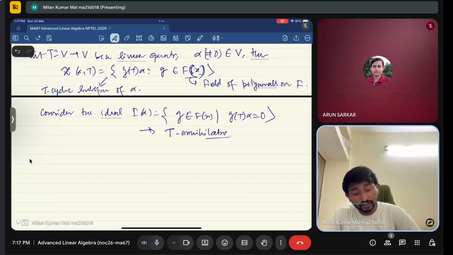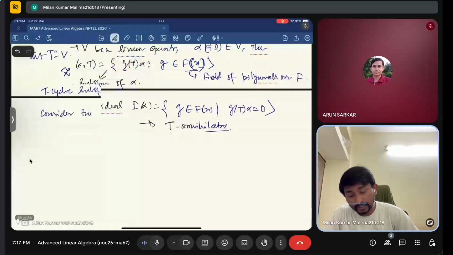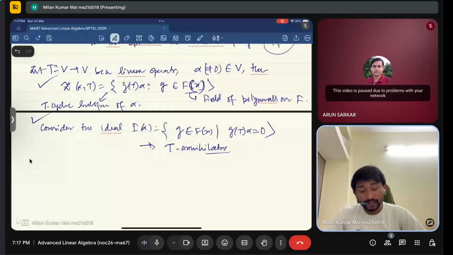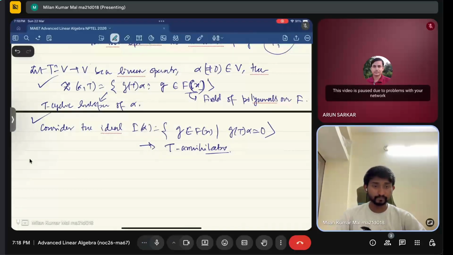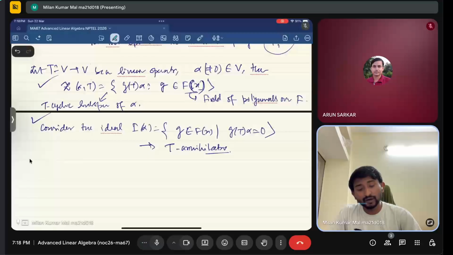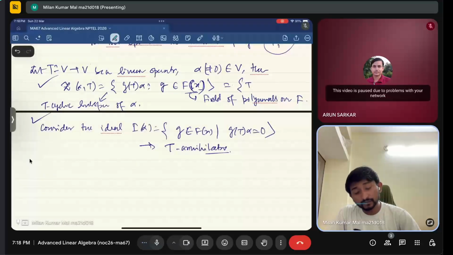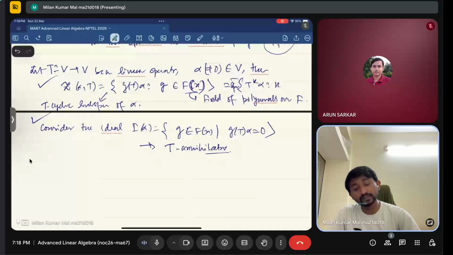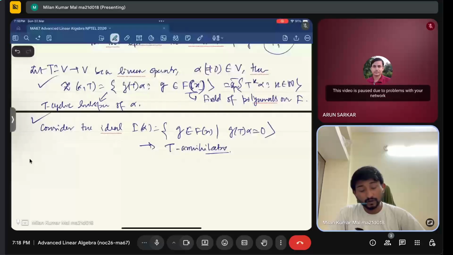So what T annihilator does, actually. So basically, what is the connection? These two things, there is a connection. What is this connection? So first thing is that, suppose you have a vector alpha, and you are considering the linear span of T to the power k alpha, k is some natural number. This is what it is, the span closure of this. Now, here the ideal is all those g such that g(T) alpha is equal to 0.